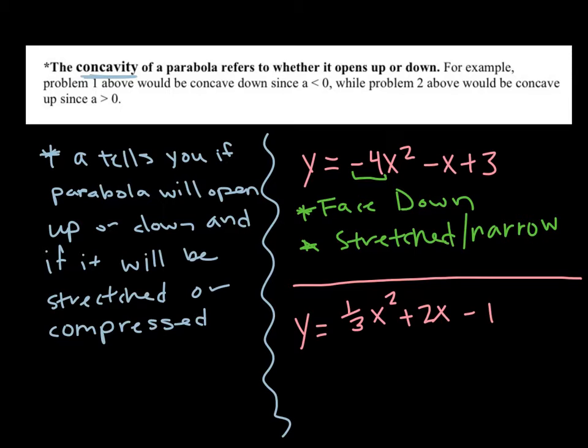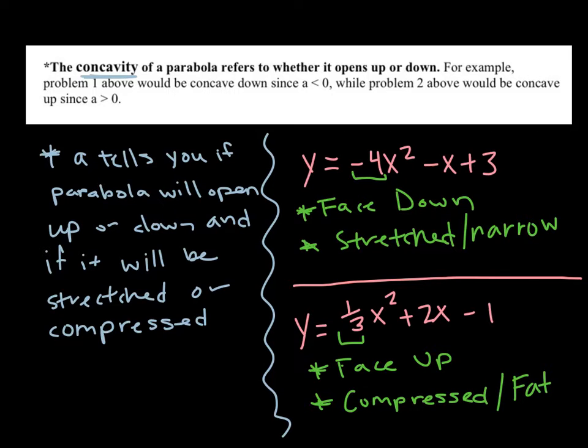So for your second example, 1/3 is positive, so this one should face up when you graph it, and the 1/3 tells you, okay, if 1/3 is smaller than 1, it's going to be compressed or fat or squished or wider, however you guys want to remember that. But because it's smaller than 1, it's going to get compressed and look wider.